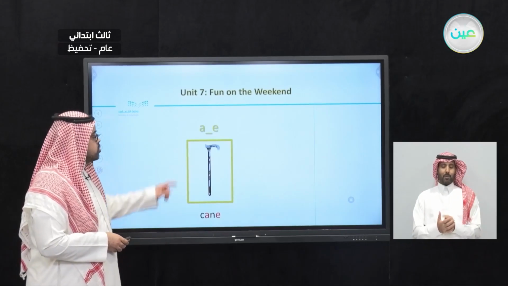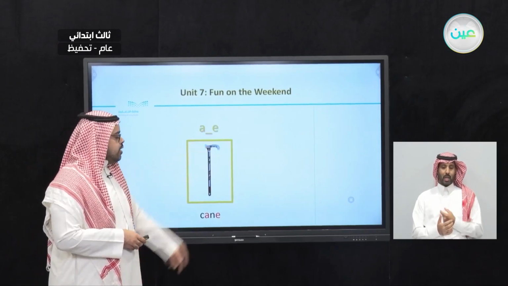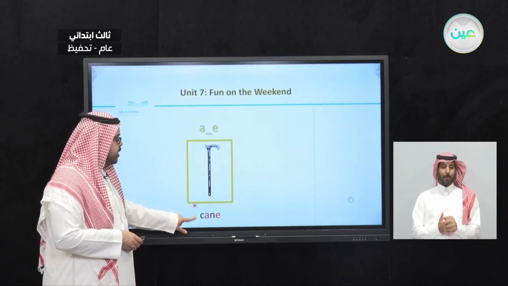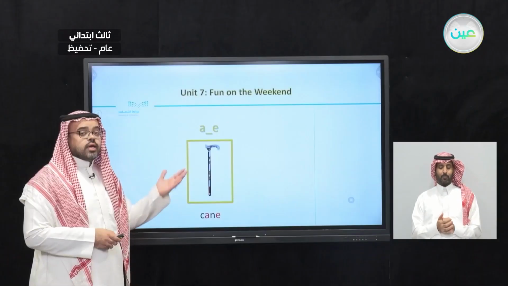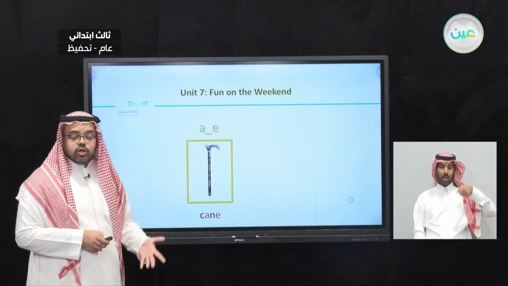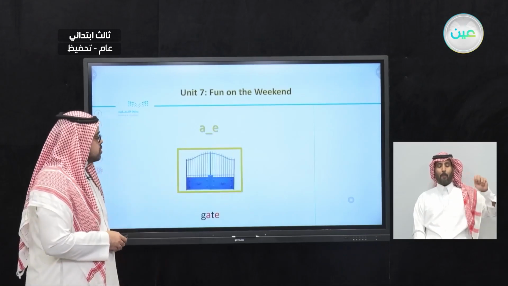The third word from the AE group of words is cane. Cane. Say with me. Cane. Very well. So cane here has A as the second letter and E at the end. This is a cane, and it is pronounced as cane. Now let's listen to the next word.